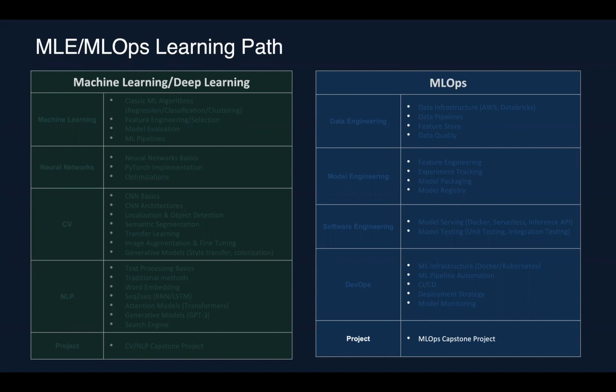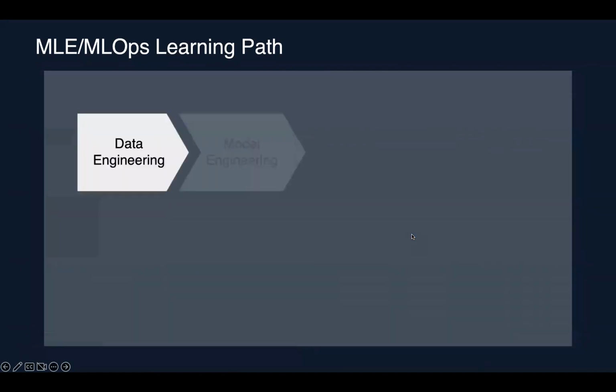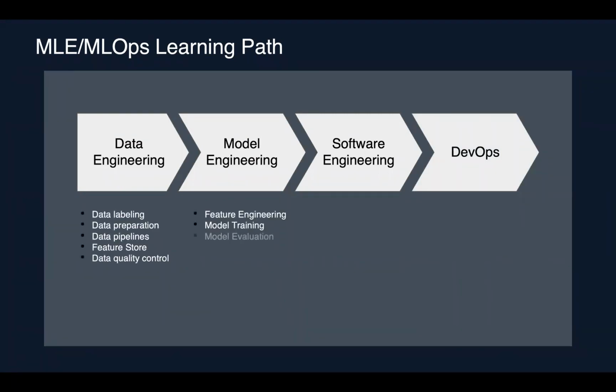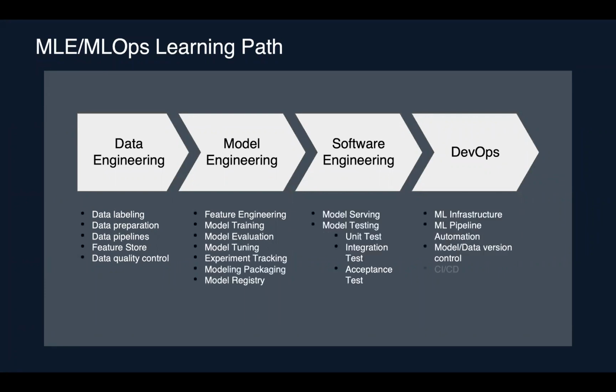So this is a quick rundown of the learning path we would recommend to anyone who wants to become a machine learning engineer. But just keep in mind that when you learn MLOps, ML engineering, don't just focus on the machine learning piece, right? You need to understand a little bit of data engineering. You need to understand model engineering, software engineering, and DevOps as well. So I covered that in the previous slide already.